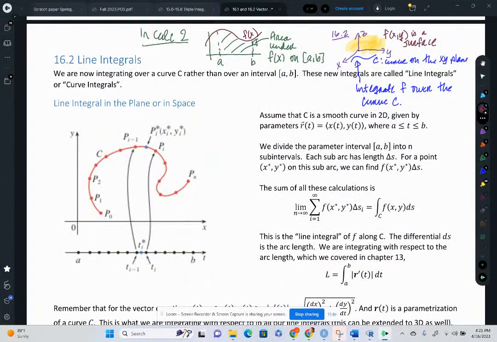Okay, so we're going to calculate line integrals in the plane or in space. That means we could deal with 2D or 3D. And we are going to have to assume that our curve C is a smooth curve in 2D, and it's given by parameters. In particular, it has parameters x of t and y of t, which means that we are finding a vector function of that curve. In other words, what we're doing is we're going to parametrize xy to t.